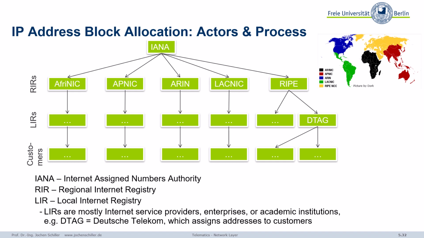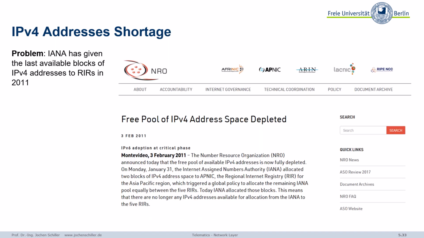So what was the problem? Roughly 12, 13 years ago, IANA said, okay, we do not have any addresses anymore. So we gave away the last available block of IPv4 addresses to the regional registries. This does not mean that all the addresses are used. Remember, if someone has a class A address, this institution wastes a lot of address space because you don't have these millions of computers.